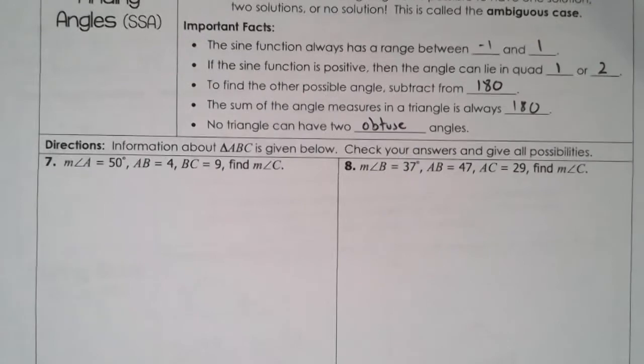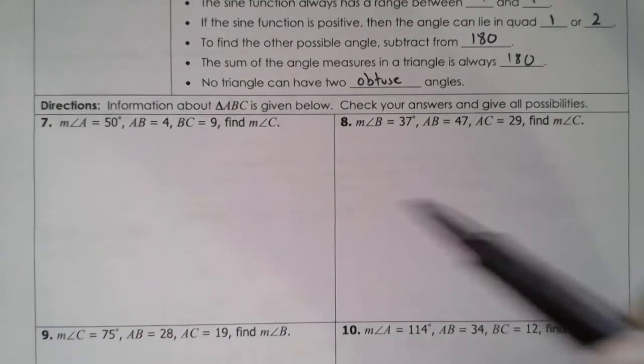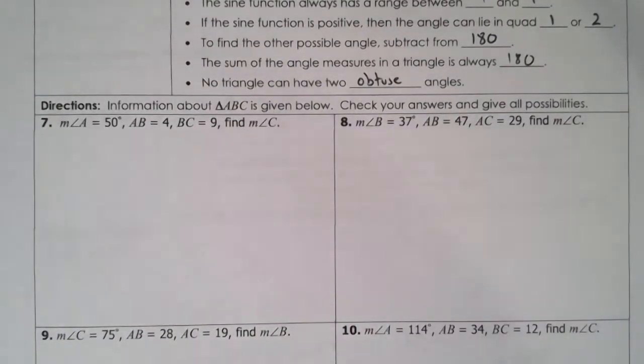So for number 7, well, for all these problems, you're going to have information given about triangle ABC. And then it says check your answers and give all possibilities. So this is the way these work.